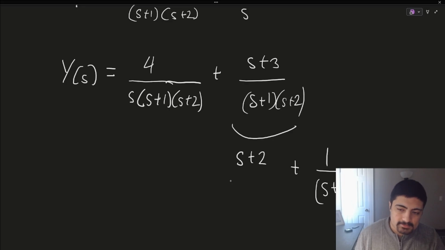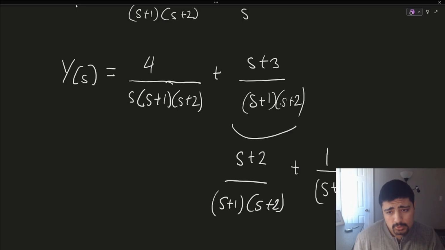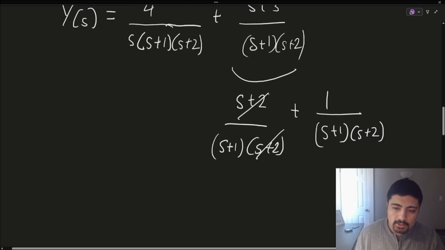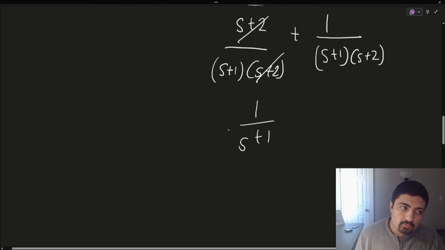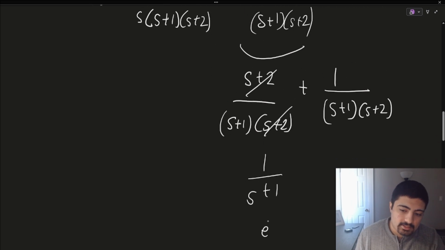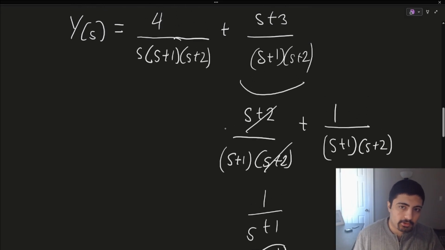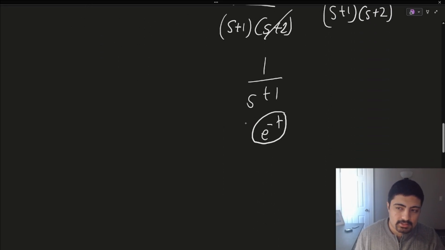And s plus 2 is going to be (s plus 1) divided by (s plus 2), the same denominator. So if we add these fractions, we would get the same thing. And we could just cancel this out, and one of our elements will be 1 over (s plus 1). And 1 over (s plus 1) should ring a bell. It's going to be e to the minus t when you take the inverse Laplace. So let's note that one part of our answer is e to the minus t.